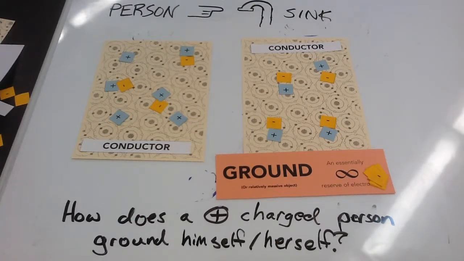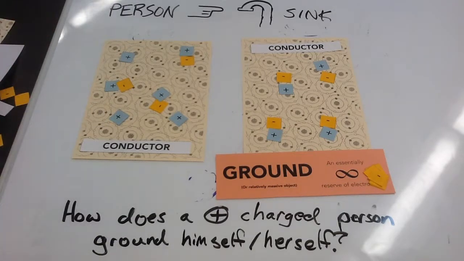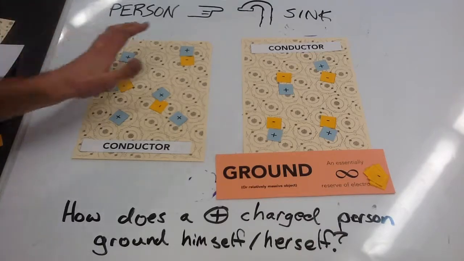Right. In this video, I'm going to be answering the question, how does a positively charged person ground himself or herself? In other words, how does a positively charged person become neutral again? And so my materials in this case are going to be the person and the sink.